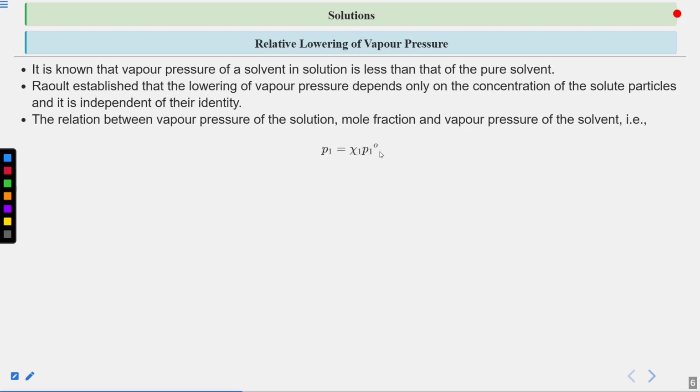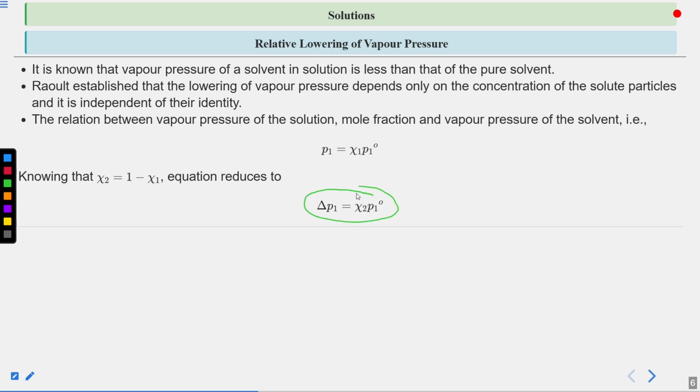We know this equation from Raoult's law, that P1 equals chi1 P1 naught. Further, we can substitute 1 minus chi1 as chi2. On doing that, our equation reduces to this form. Clear? So this is basically the transformation of putting chi2 as 1 minus chi1.